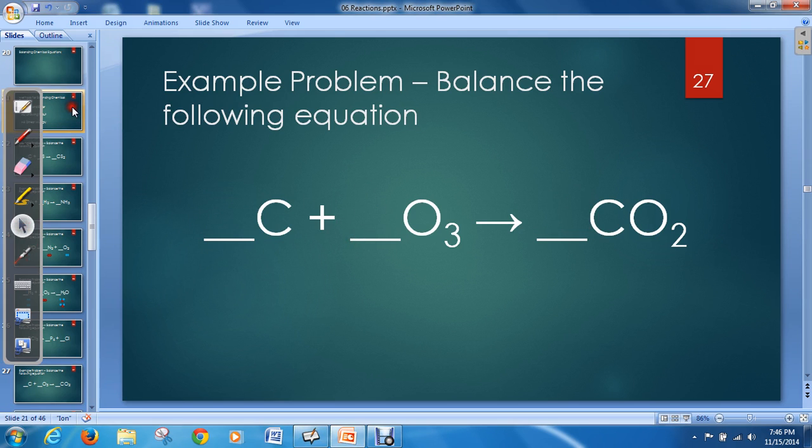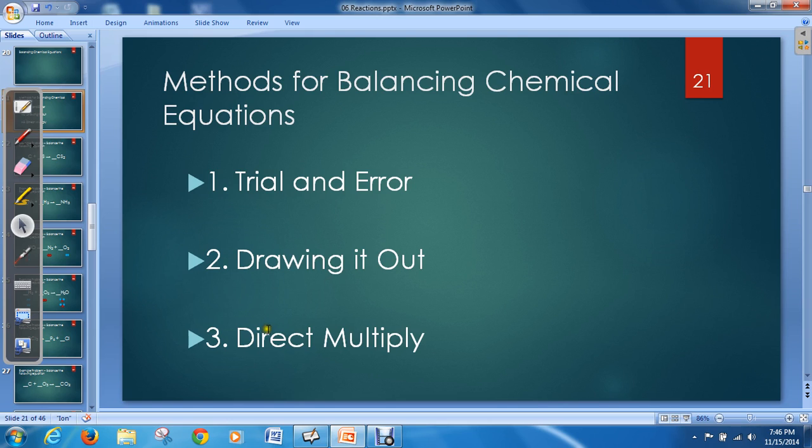So those are the 3 methods: trial and error, drawing it out, and directly multiply. Again, stick with the one that makes sense to you, or maybe you like all 3 and you use one for different types of chemical equations. That's fine too. I just want you to have a way that you can balance an equation. So make sure you practice this, make sure you understand how to do this, and do it in the way that makes sense to you.